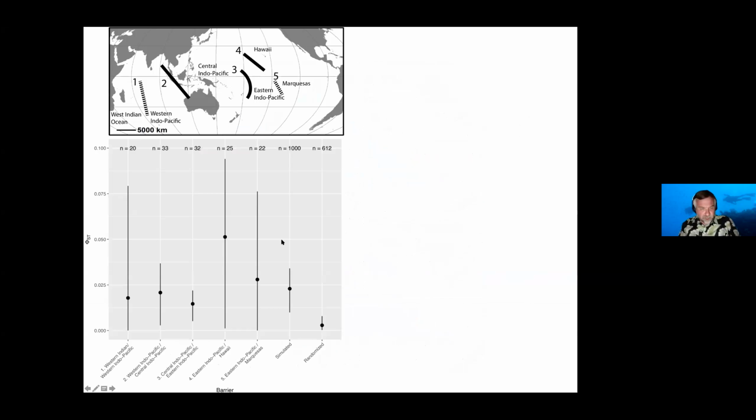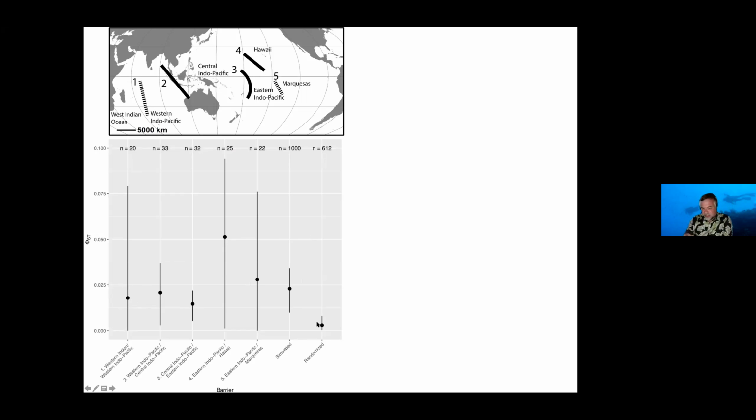And let me walk you through this slide. Each of these dots here is the median FST that we've measured for this number of species across each one of these barriers. And you can see that we're clearly operating in the Whipple zone, right? The median phi-ST for each of these barriers is right around 0.025. So that's really, really tiny.